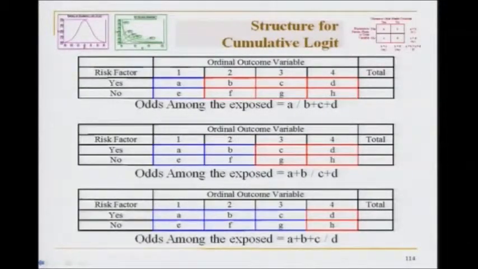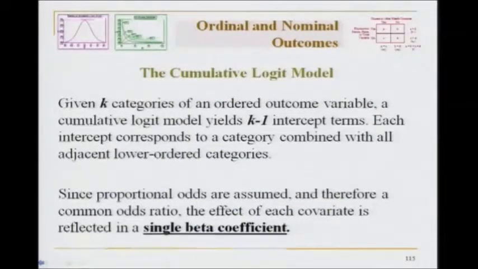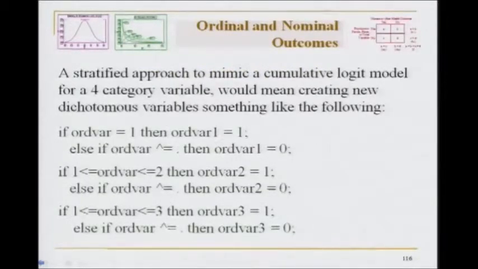That's the picture we saw this morning, just to remind you of thinking about it in terms of getting to 2x2 tables and calculating separate odds ratios for each way that you're recombining the columns of data. We're going to have k-1 intercept terms, but only one slope parameter, one beta coefficient, for a given variable in the model.